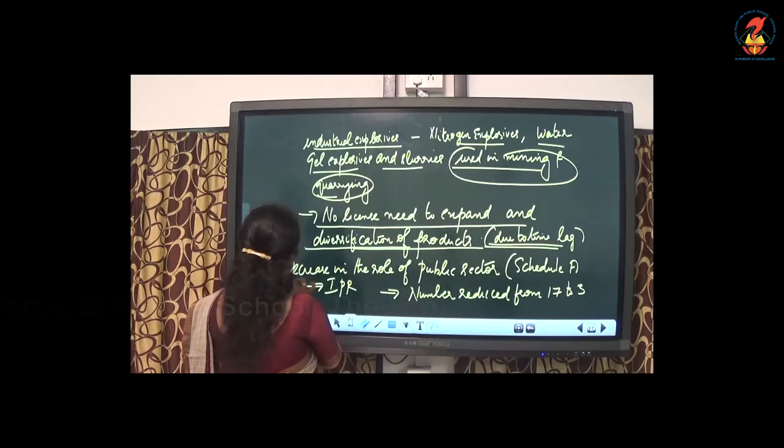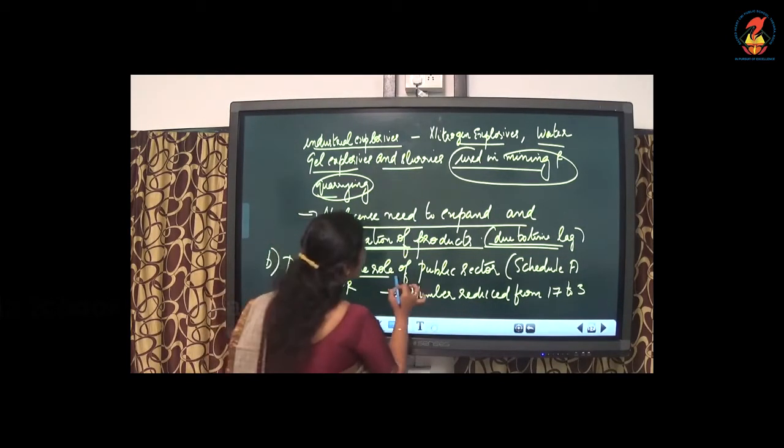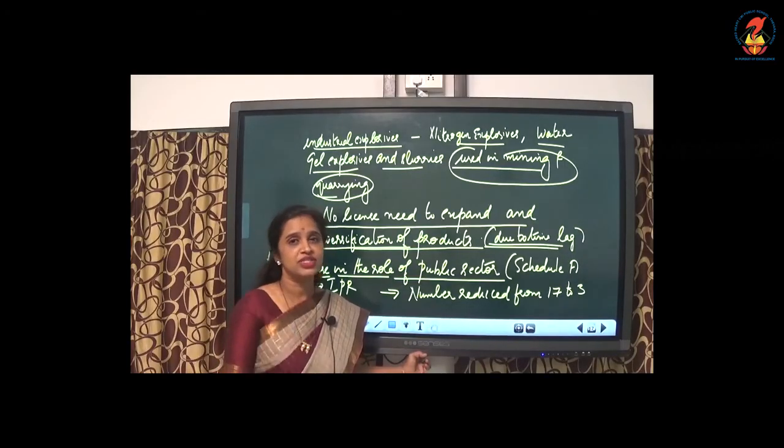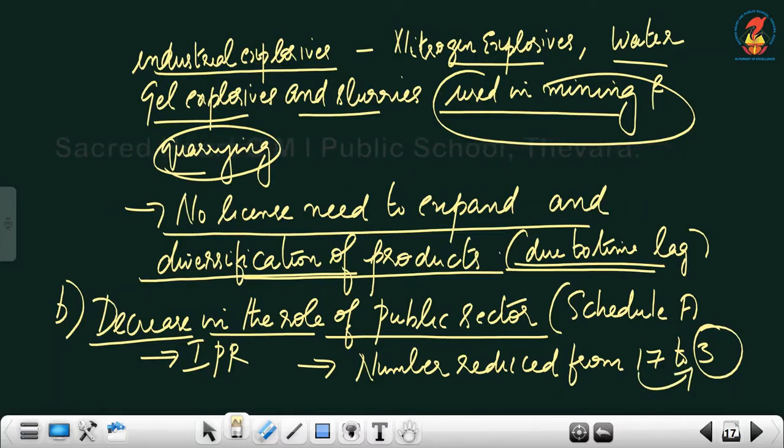Now, next that comes under the industrial sector reform, under liberalization, is the decrease in the role of public sector. Government should reduce its role. Remember Schedule A under the industrial policy resolution, 17 industries were controlled by the government sector. With the new industrial policy in 1991, the number of industries directly controlled by the government was reduced to 3. From 17 it was reduced to 3. That was a major change.